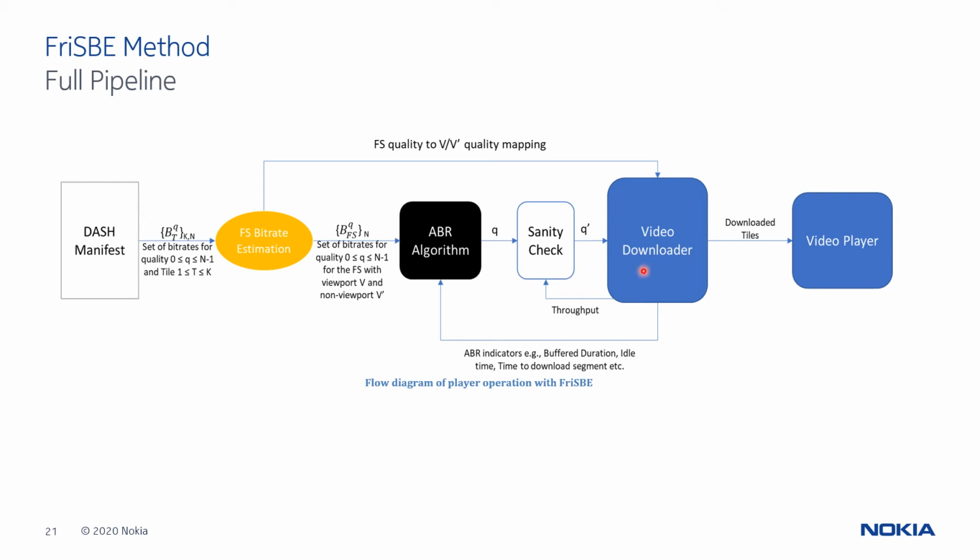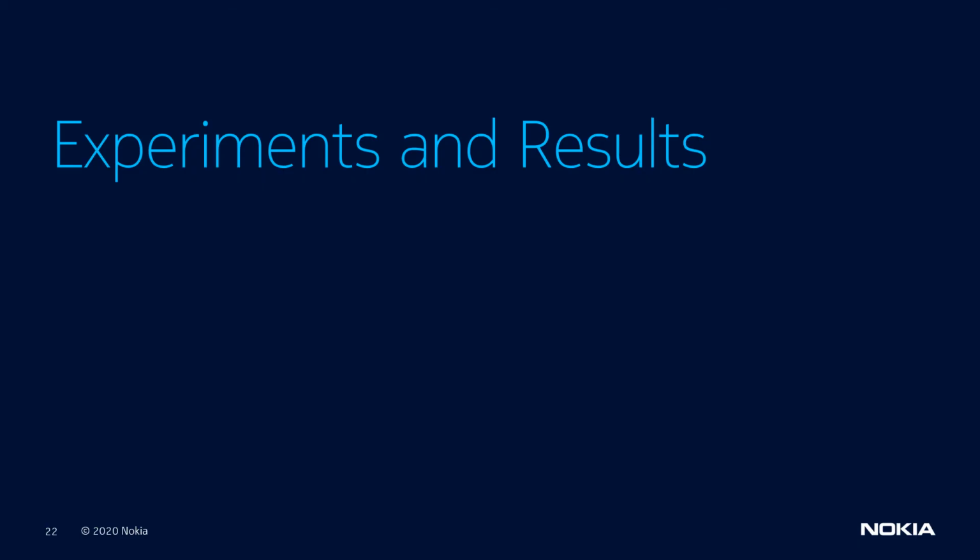The video downloader, once it knows the quality to download, already has a mapping for each quality with the V viewport and V dash non-viewport tiles. And based on this, it will download the tiles in the current viewport at the quality for the viewport tiles, and the non-viewport tiles based on the current viewport, at the non-viewport tile quality. The downloaded tiles can then be passed on to the video player.